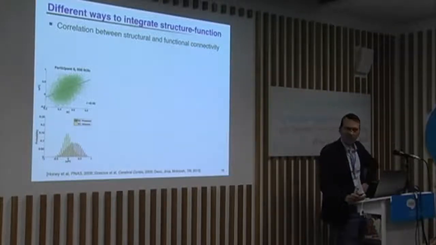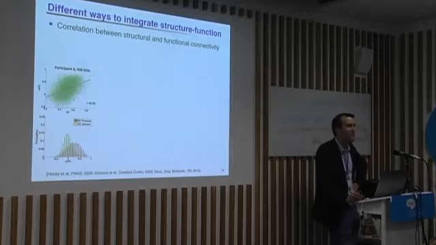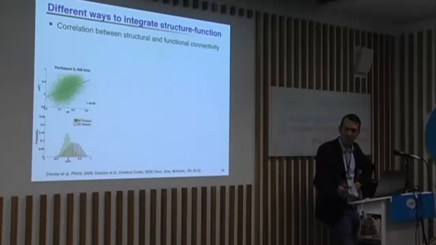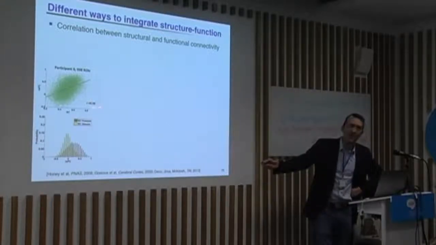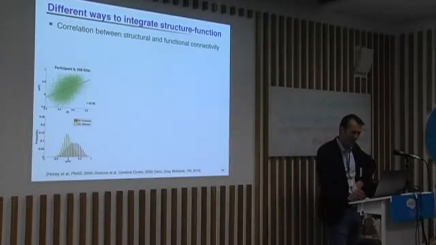Obviously, it gives a positive trend, as expected: where you have strong structural connectivity, you have a high probability of large functional connectivity, and the inverse. But as you can see, it's a very blurry scatter plot, right? And it doesn't really explain how and why and so on.